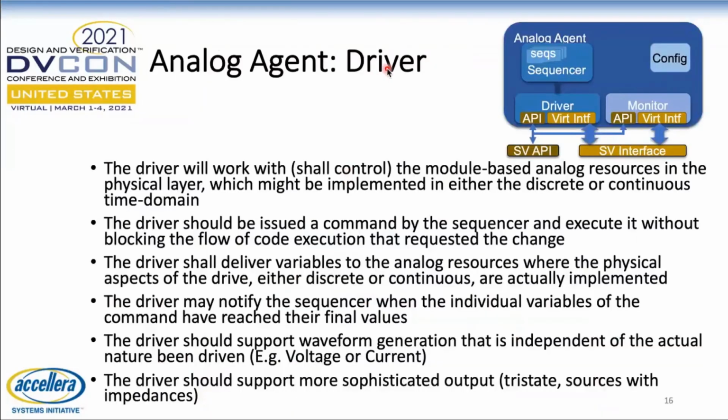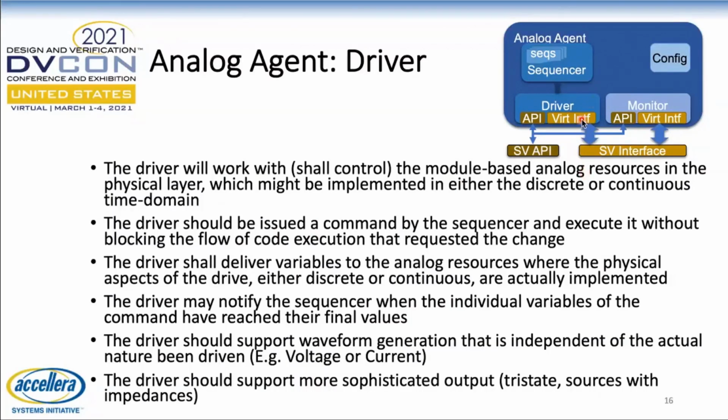In this slide, we focus on the driver element of the analog agent and its interaction with its sequencer, which are essentially the left-hand side of the picture shown here. The driver will work with the module-based analog resources in the physical layer, which might be implemented in either the discrete real number modeling world or in the continuous domain electrical world. The driver should be issued a command by the sequencer and execute it without blocking the flow of execution that requested the change. The driver shall deliver variables to the analog resources where the physical aspects of the drive, either discrete or continuous, are actually implemented.